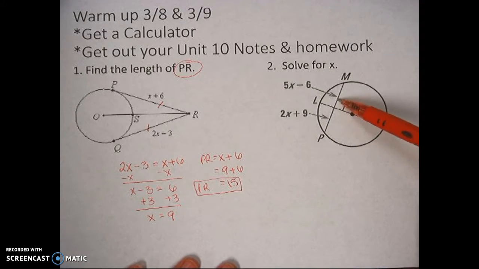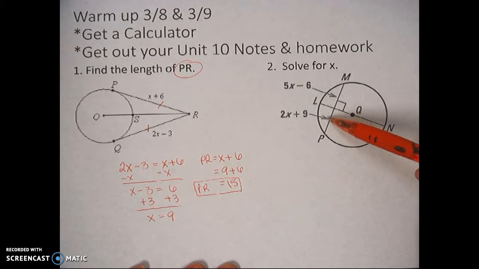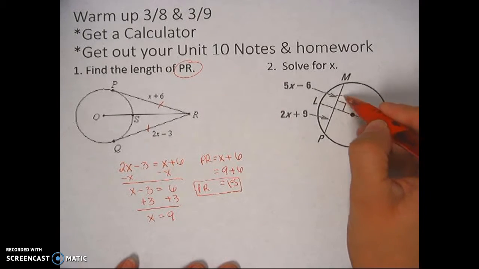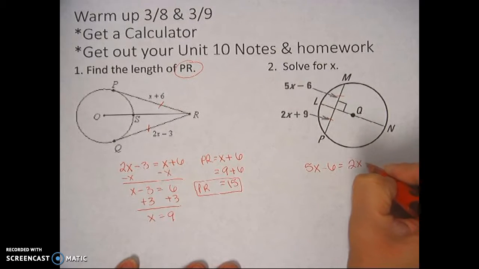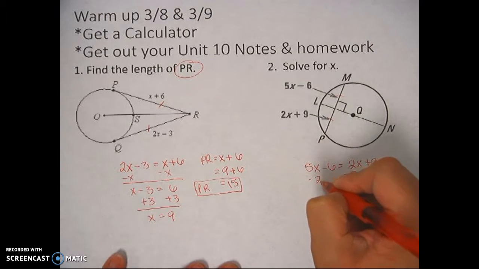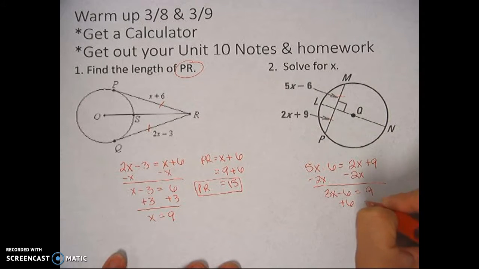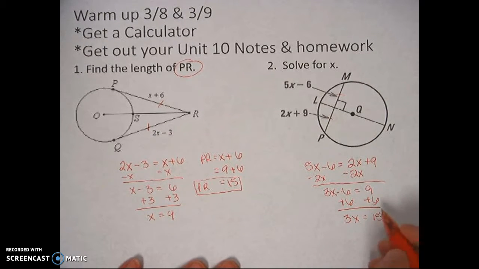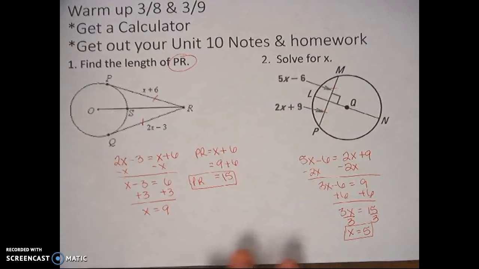On the second one, this goes with the rule that says if a diameter is perpendicular to a chord, it bisects the chord and it bisects the related arc. This is the chord that has been bisected, 5x minus 6 and 2x plus 9. So these two segments are equal, so I would set them equal to each other. 5x minus 6 equals 2x plus 9. You subtract 2x from both sides to solve. You get 3x minus 6 equals 9. Add 6 to both sides. 3x equals 15. And then divide by 3, and you get x equals 5.